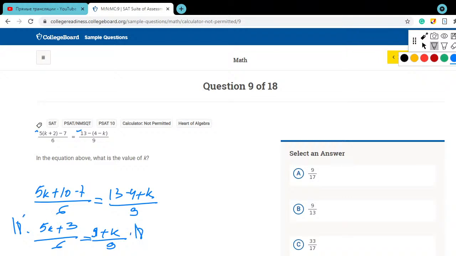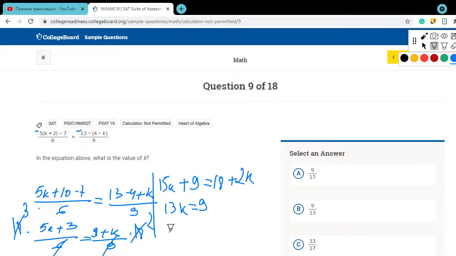Here I get 3 and here I get 2, so 3 times 5 is 15k plus 9 equals 2 times 9, 18, plus 2k, and 13k equals 9, and k equals 9 over 13. The answer is B here.